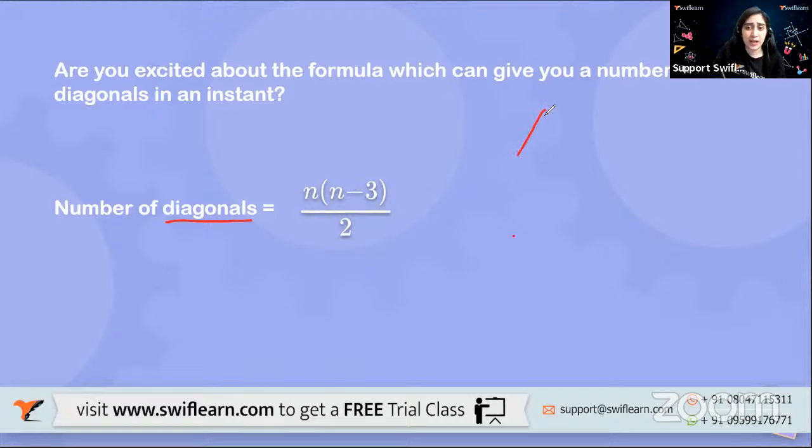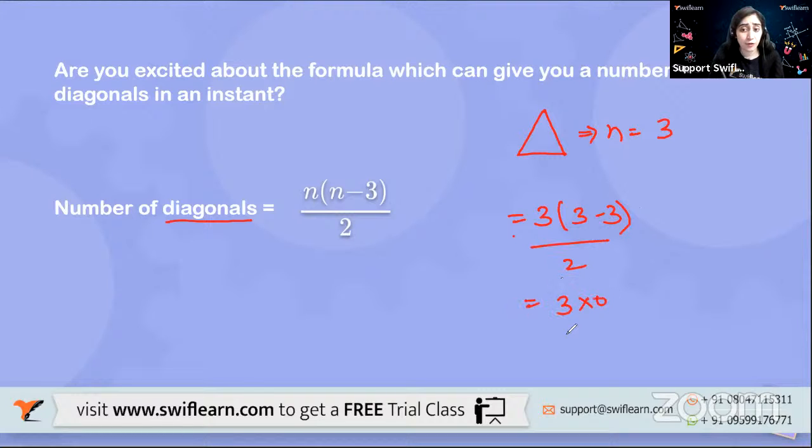If I say a triangle has how many sides? So in this, n is equal to 3. So that comes out to be 3(3 minus 3) upon 2. So when I say 3 minus 3, that becomes 0. That means I have 0 diagonals.